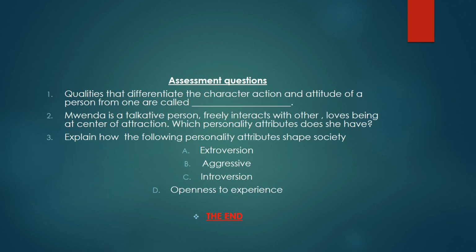Assessment questions. Number one, qualities that differentiate the character, action, and attitude of a person from one another is called dash. Number two, Mwenda is a talkative person, freely interacts with others, and loves being at the center of attraction. Which personality attribute does she have? Number three, explain how the following personality attributes shape the societies. We have extroversion, aggressive, introversion, and finally we have openness to experience.